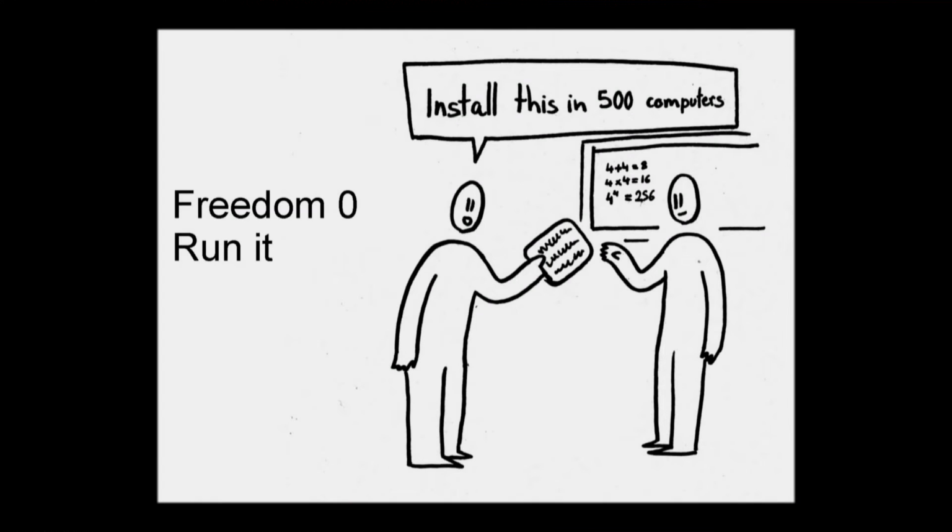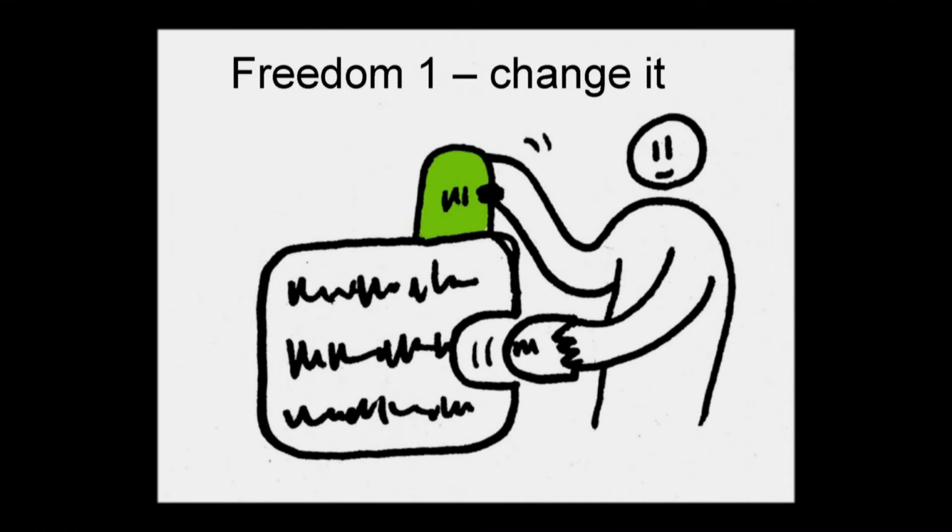So freedom 0 is the freedom to run the program as you wish for whatever purpose. Freedom 1 is the freedom to study the source code of the program and change it so it does the computing you want it to do.